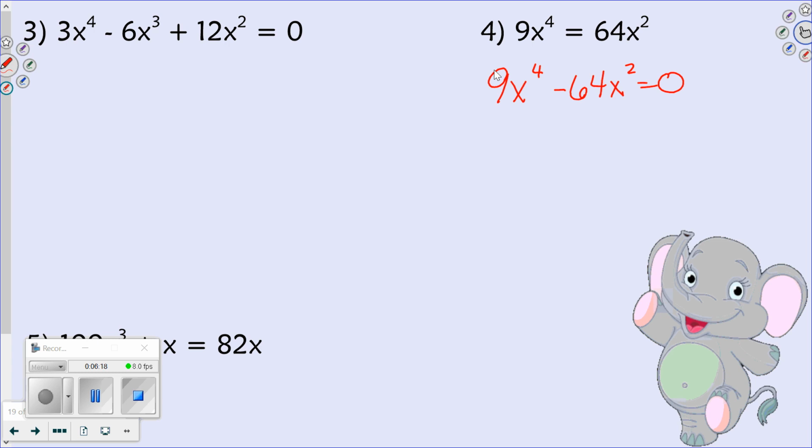GCF. Guys, we've got to look for the GCFs first. Remember we talked yesterday that people struggle knowing which type it is because they don't take out those GCFs. So I can take out an x squared. So 9x squared minus 64.